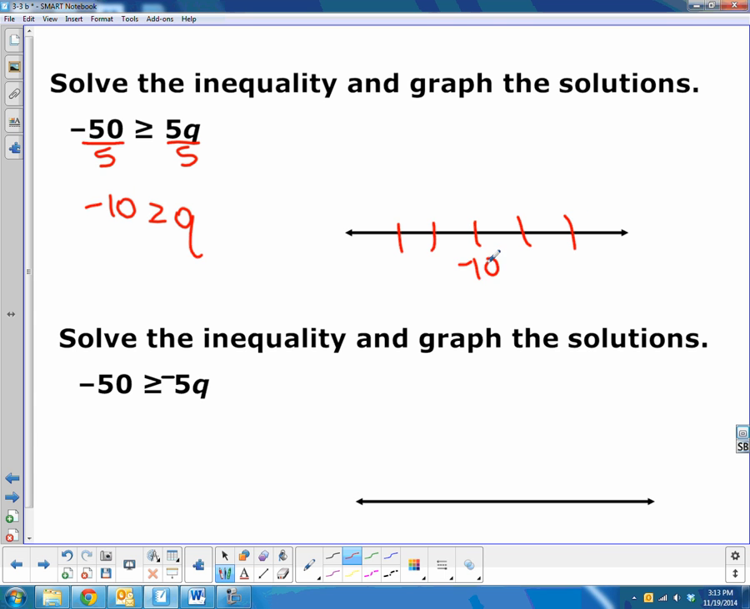So we've got negative 10 goes in the middle. Remember we need to count in the correct way. Negative 10, negative 9, negative 8. We're getting closer to 0 as we go to the right. And we're getting further away from 0 as we go to the left, because negatives go in the opposite direction of the positives. All right.